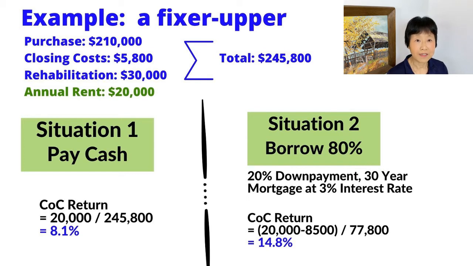If, on the other hand, I borrow 80% of the $210,000 purchase price for a 30-year mortgage at a 3% interest rate, now my cash flow is lower since I have to pay the mortgage, which will be $8,500 a year. But my total cash invested is much lower, since the bank invested 80% of the original purchase price. The cash-on-cash return this way is 14.8%. I'm going to borrow the bank loan to buy this property.